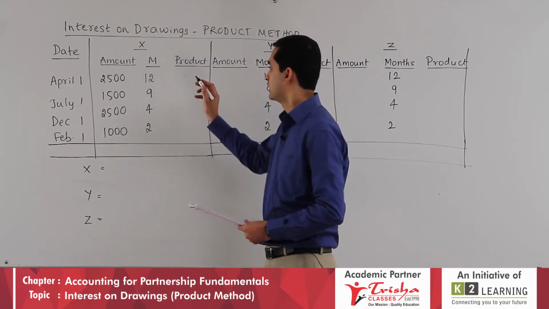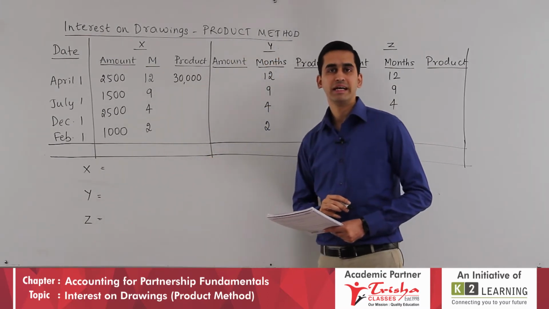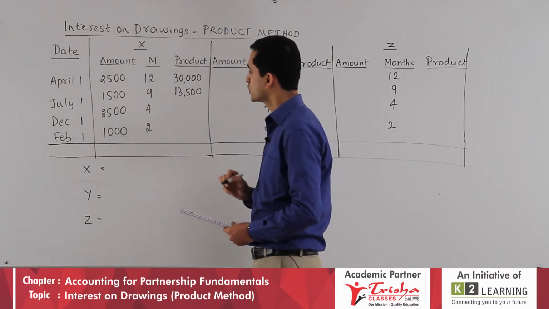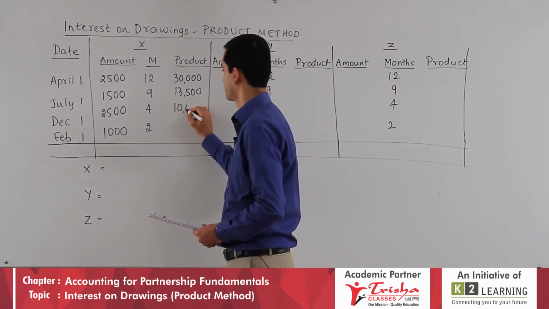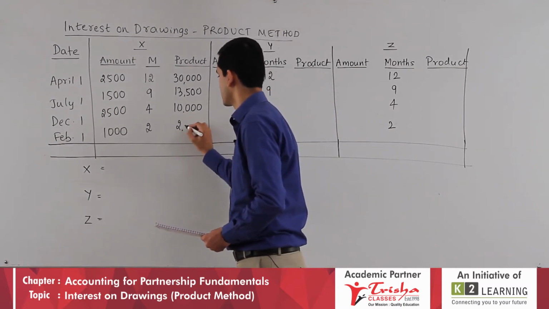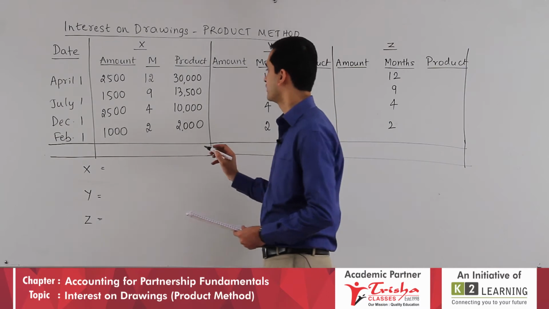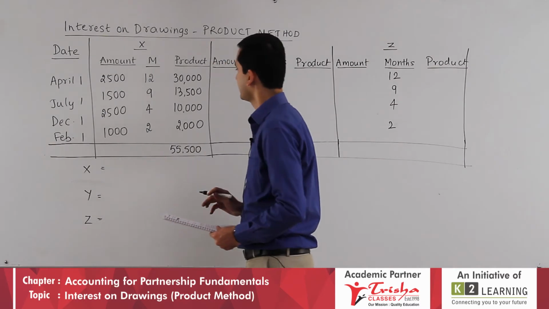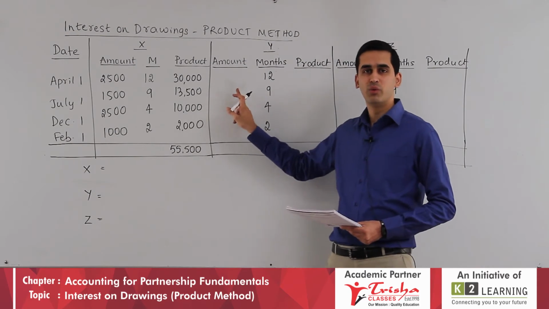2500 into 12 comes to 30,000. 1500 into 9 comes to 13,500. 2500 into 4 comes to 10,000 rupees, and 1000 into 2 is 2000 rupees. Then I should do the total of this, which comes to 55,500. Same way, I'll have to complete the calculation of total products for Y and Z.